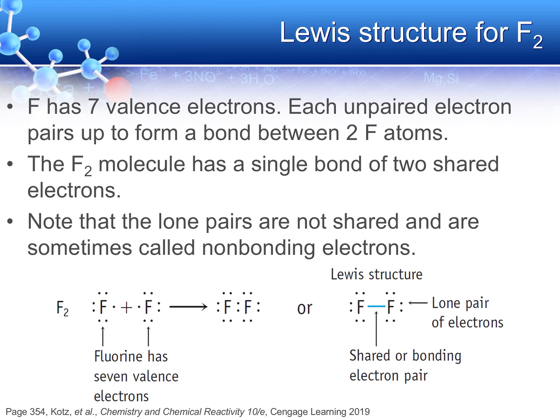How about F2? Fluorine has 7 valence electrons, so that's drawn down here. We have the 7 valence electrons, and each one of these electrons is unpaired. But if they get together, then the 2 fluorine atoms can share those 2 electrons and form a bond between them. So in fluorine we have a shared or bonding electron pair, but surrounding each of the fluorine atoms we have non-bonding pairs. Those electron pairs are important for fulfilling the octet rule, but they aren't involved in the bonding.